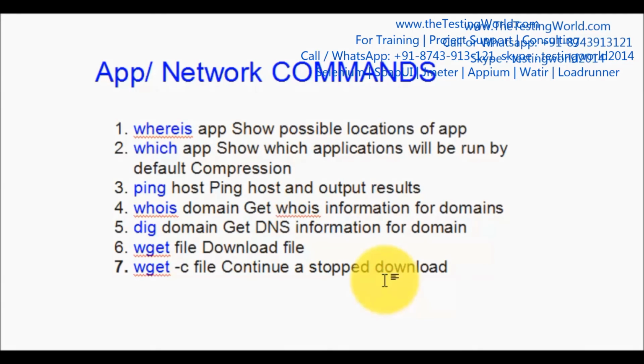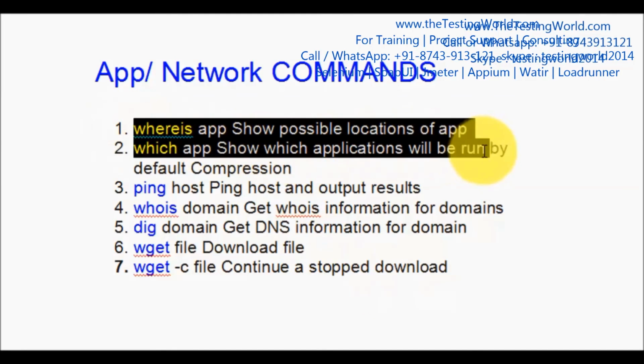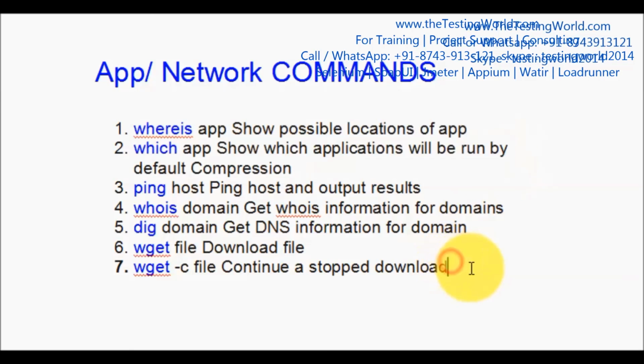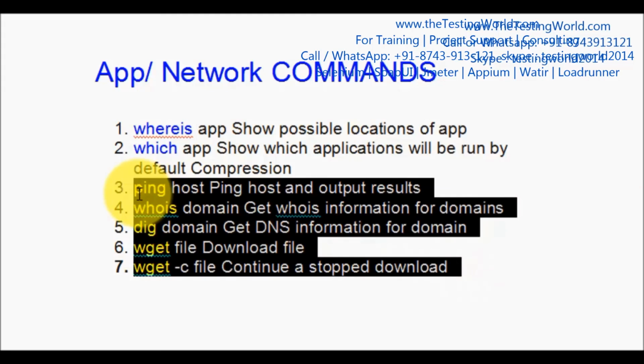So these are the commands we have covered in the session. The first two are related to finding the application location and which application is going to execute by default, and the remaining five are network commands, like we can find out the domain information, we can find out DNS information, we can download some file as well.